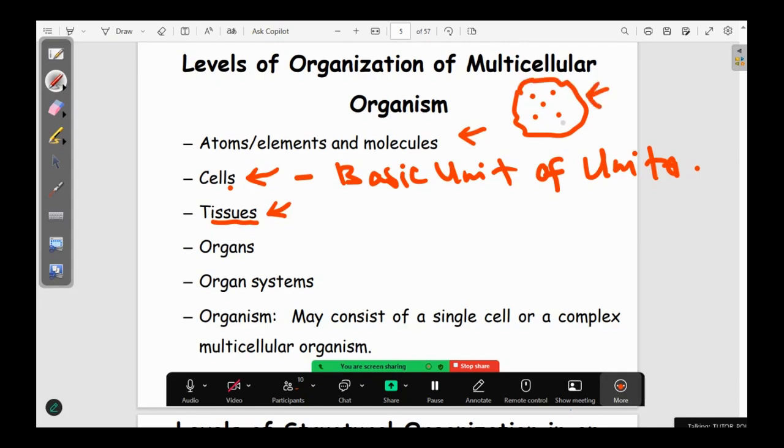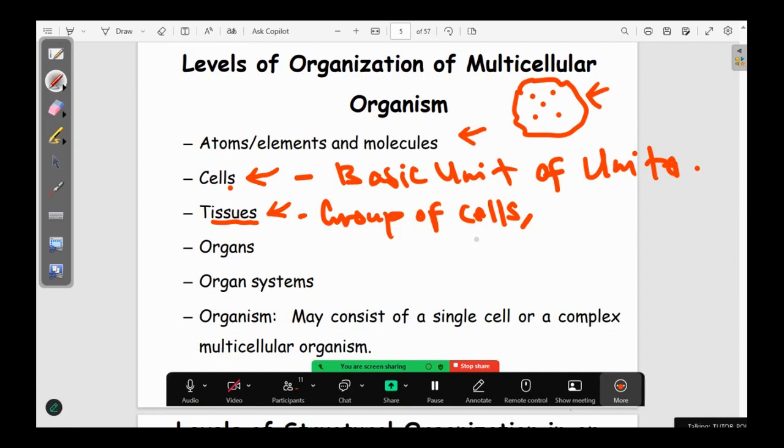Okay, so examples of tissues in our body: we have blood, muscle tissue, and nerve tissue. Those are some examples of tissues. They're just a group of similar cells that are working together. For example, muscle tissue is going to help us in movement. Later on you are going to learn this in detail in this course.